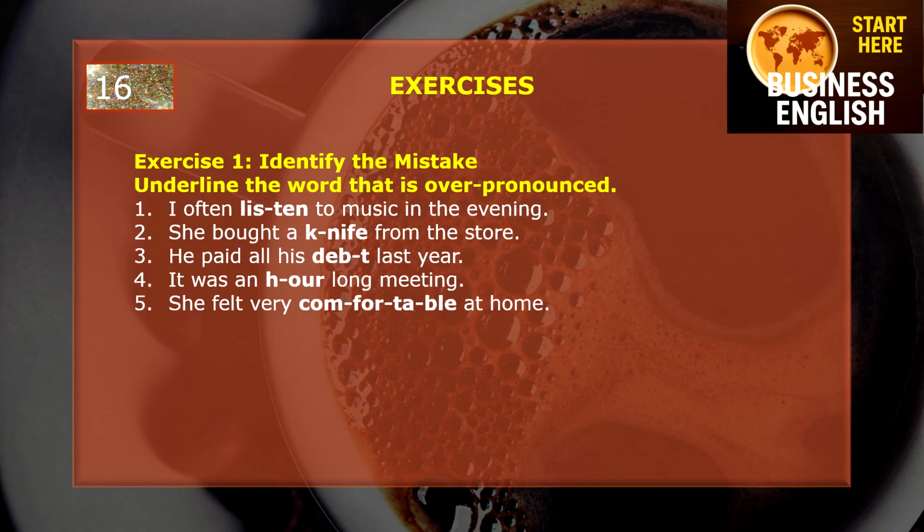And finally, it's time for some exercises. I'm really happy about the exercise part finally. So, exercise 1. Identify the mistake. Underline the word that is overpronounced. I often listen to music in the evening. She bought a knife from the store. He paid all his debt last year. It was an hour-long meeting. She felt very comfortable at home.